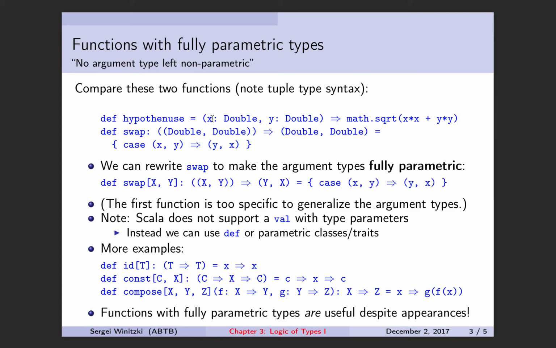I give examples of functions that have fully parametric types. I explain what that means. It's a function that manipulates values of unknown types, and types are given as parameters. So I show the Scala syntax for this and explain how that works. I give more examples of functions whose arguments have parametric types.